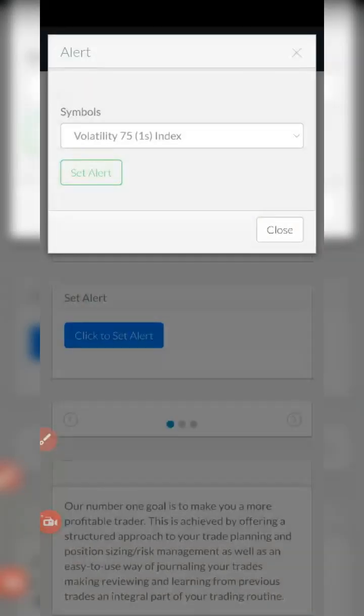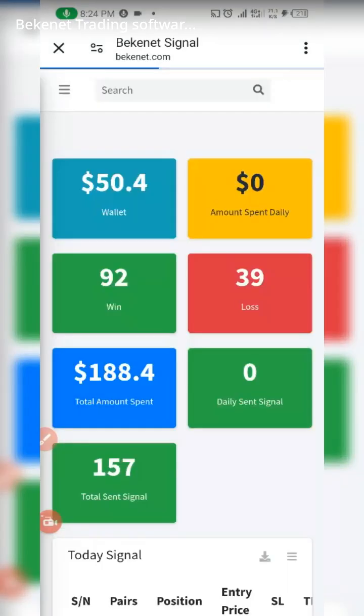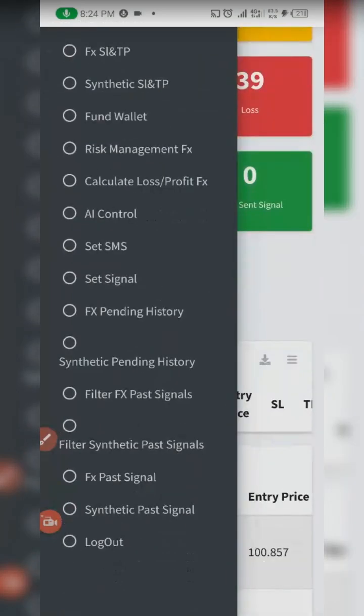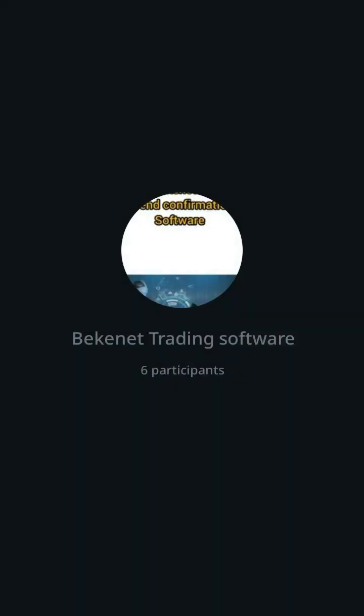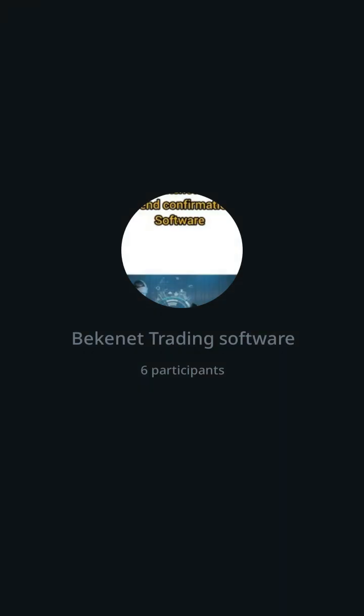Let's assume I've loaded everything. All I need to do is click home. Once I click home, I go back again. Click here. I'll now see what pending, where is it? Synthetic pending history. This is where all the pairs I've loaded for synthetic. This is where all the pairs I've loaded for forex. So all I need to do, click on synthetic pending history. You see all the pairs that I've just loaded in that have not been triggered. So I've loaded 9 pairs. Each pair is attached to the amount they are going to debit from your wallet, which is $1.20.